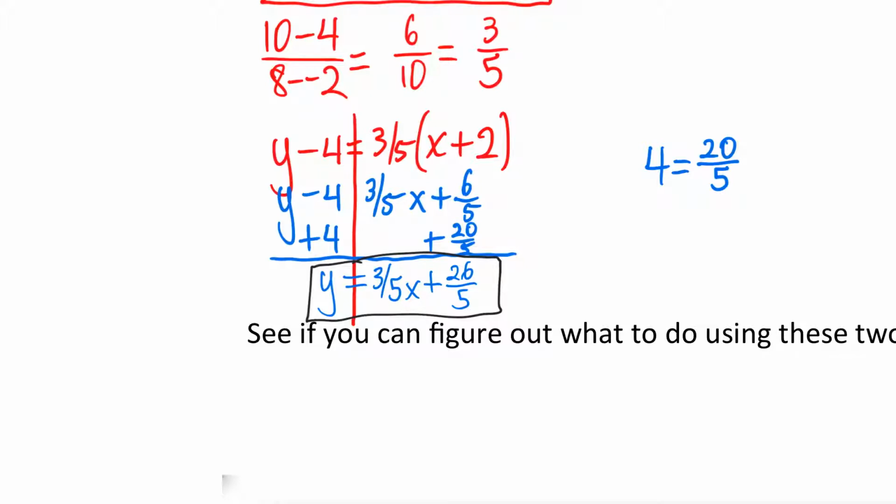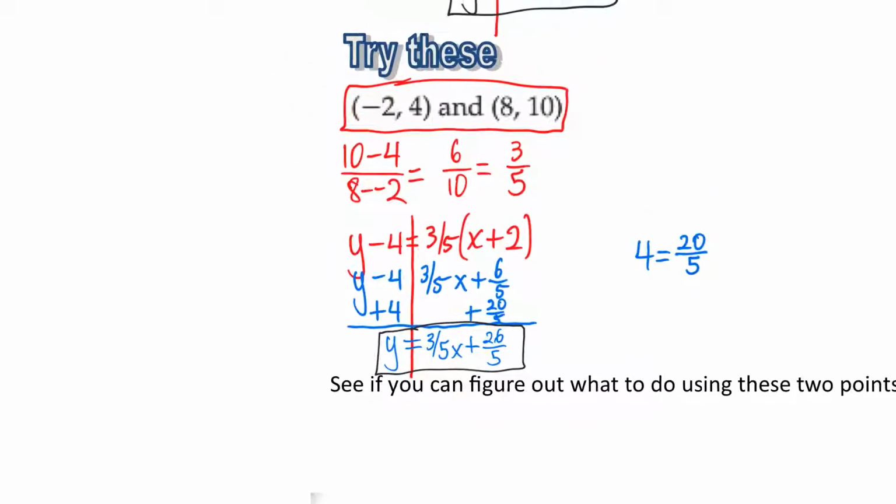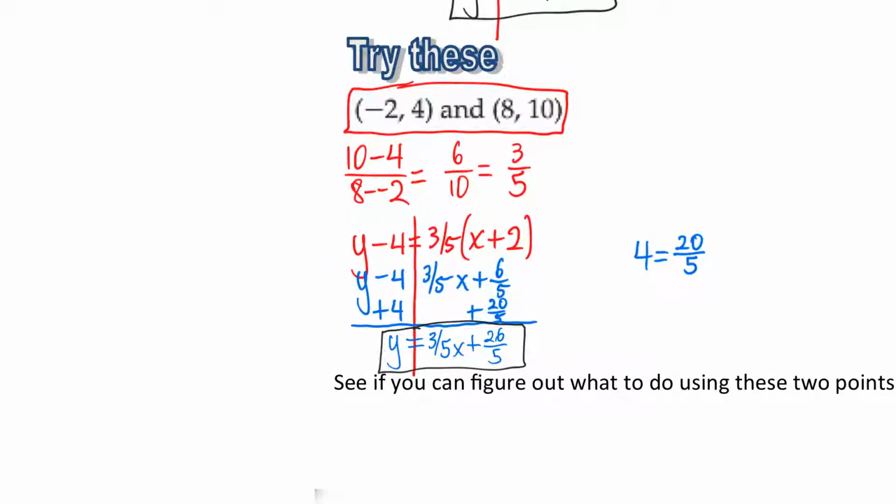Okay, good job. So 3/5 is the slope. Then I just use that first point, negative 2, 4. So y minus 4 equals 3/5 times (x plus 2). Distribute, you get 3/5 x, and 3/5 times 2 is 6/5. Add 4 to both sides. 4 is 20/5, and so 6/5 plus 20/5 gives you 26/5.